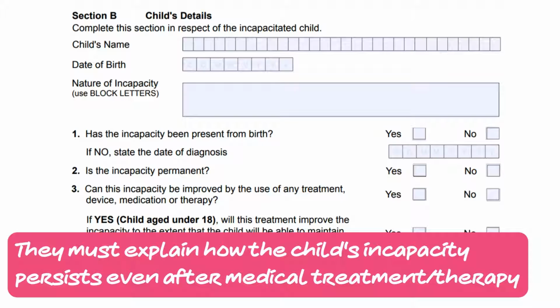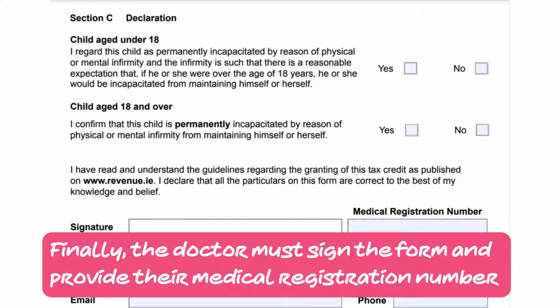They must explain how the child's incapacity persists even after medical treatment or therapy. Step 3. Finally, the doctor must sign the form and provide their medical registration number.